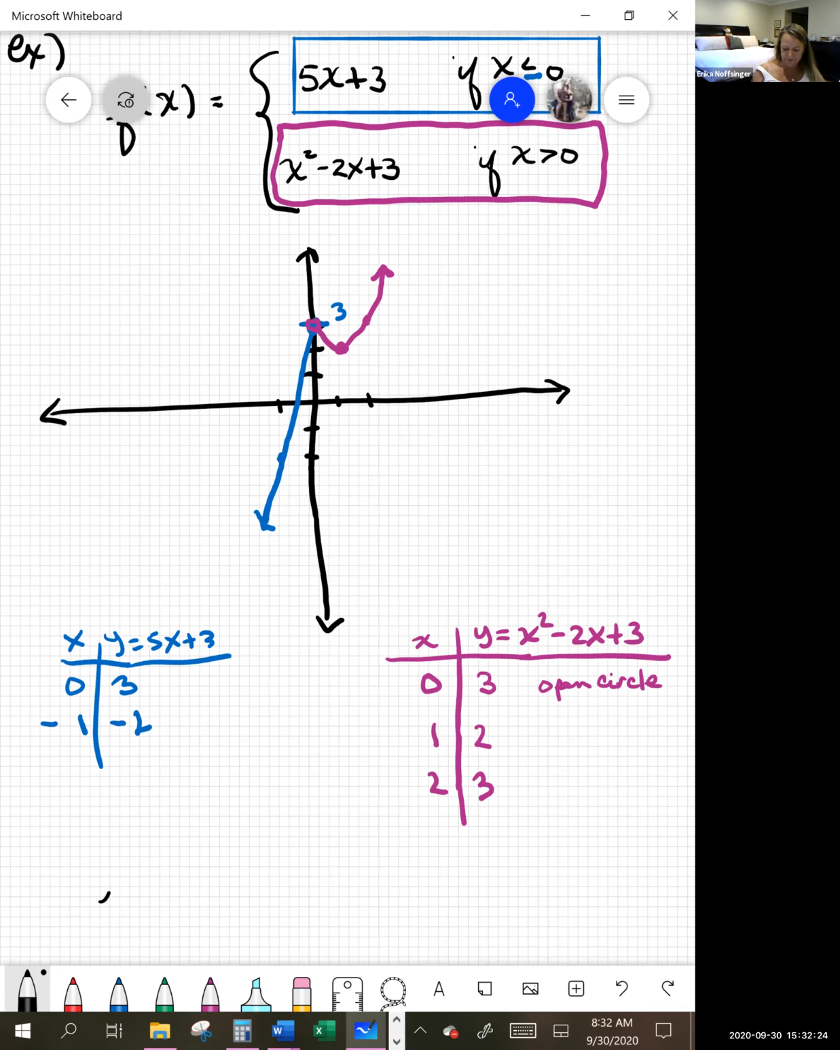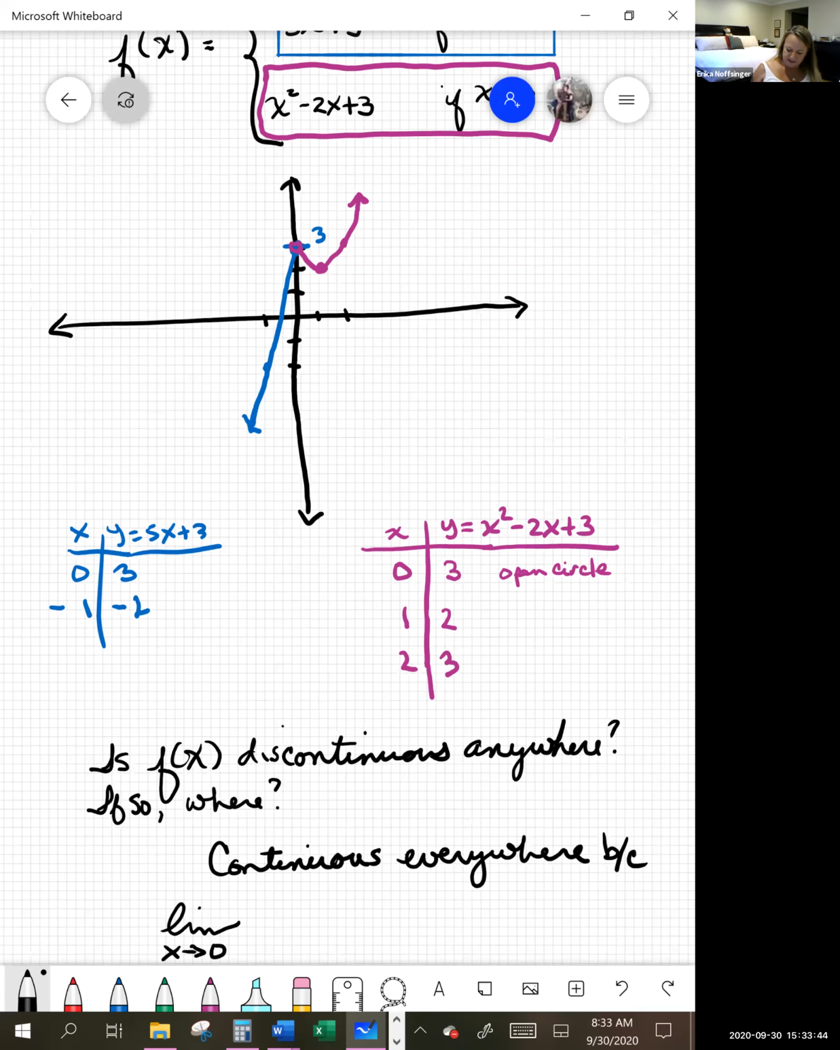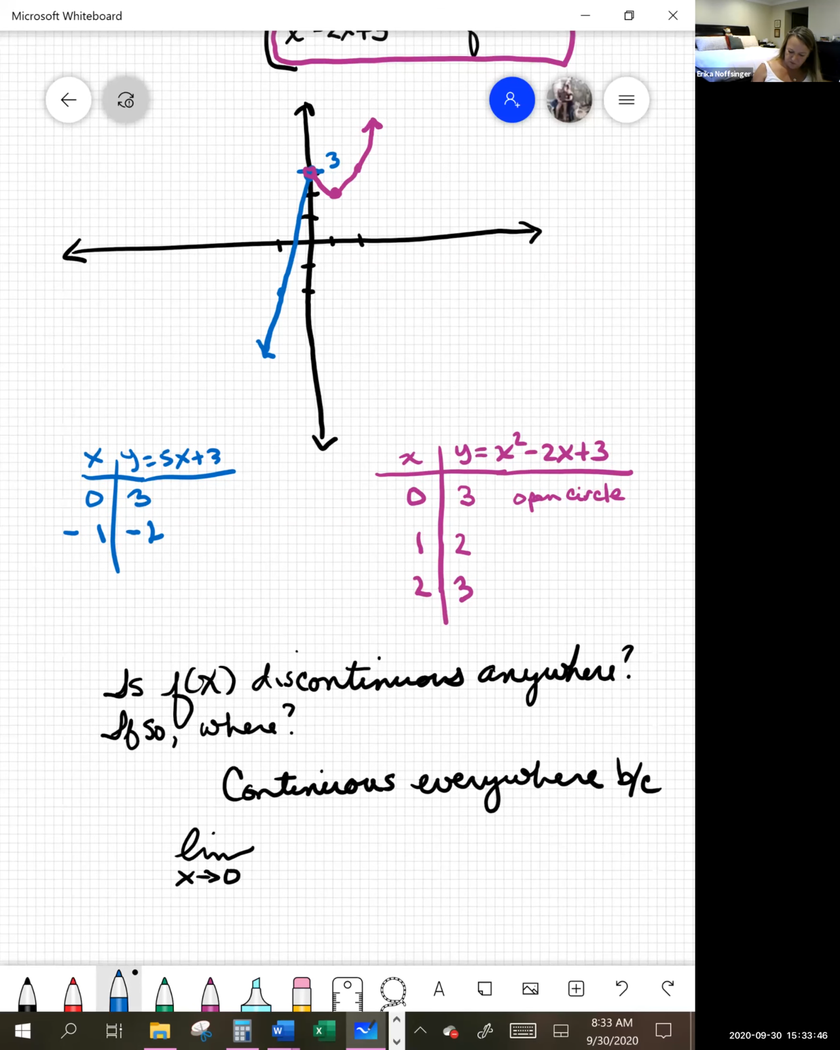So it's continuous everywhere. And so we're just going to say the limit as x approaches 0 from the left of f of x, which was the 5x plus 3, is the same thing as the limit as x approaches 0 from the right of x squared minus 2x plus 3, which in this case, you should also know, is equal to 3.